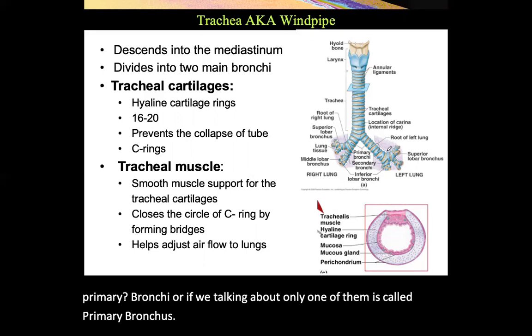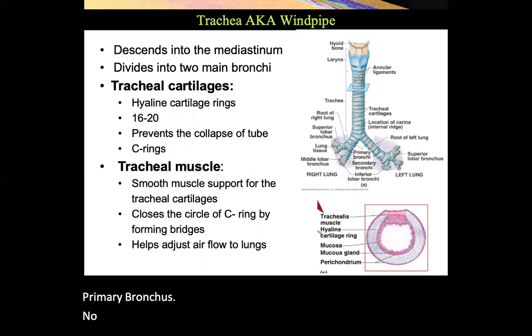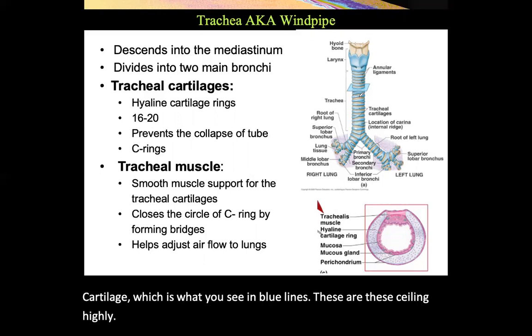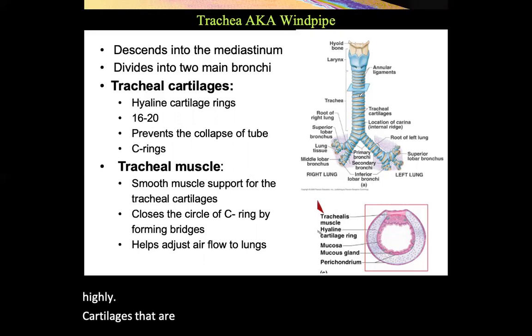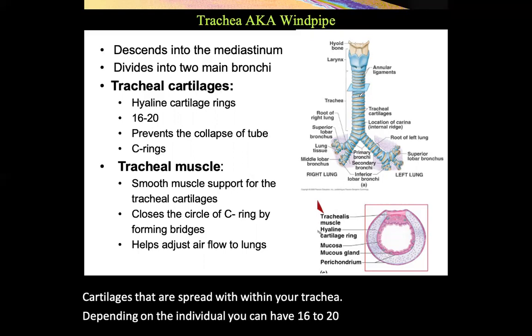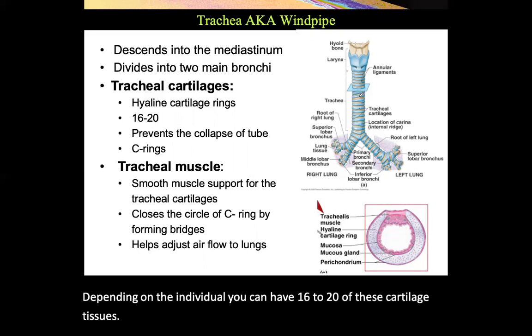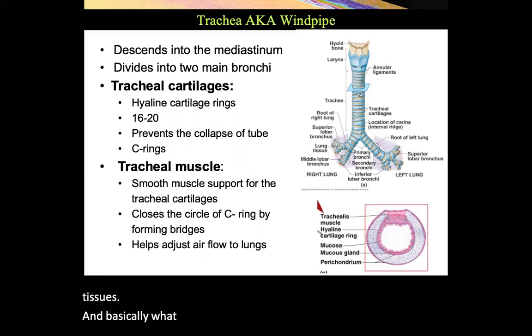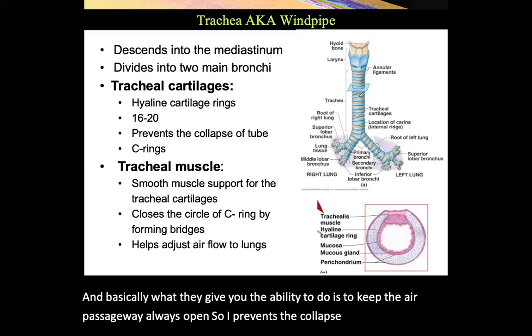Now, tracheal cartilage, which is what you see in blue lines, these are C-ring hyaline cartilages that are spread within your trachea. Depending on the individual, you can have 16 to 20 of these cartilage tissues. And basically what they give you the ability to do is to keep the air passageway always open. So it prevents the collapse of the air passageway.